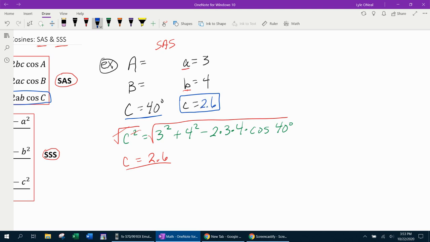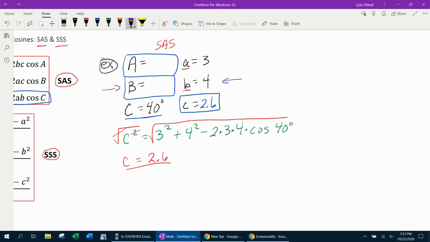The next step is to find either angle A or angle B. It turns out it doesn't really matter which one you find first. Okay, but it sort of does. Let me tell you what I mean by that. If you notice, side B is the biggest side, so that means angle B will be the biggest angle.